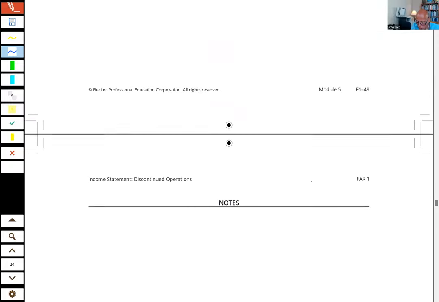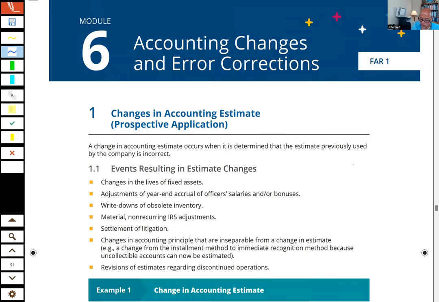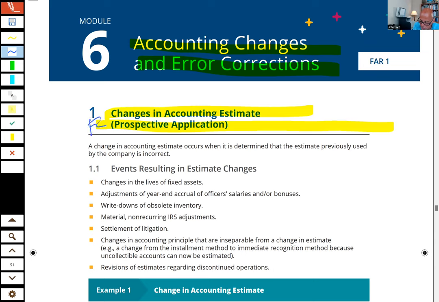Okay, good. All right, let's look over at accounting changes. Now they talk about accounting changes, and we're going to see that there are really three types of accounting changes that are talked about here. We're going to talk about change in estimate, change in principle, and change in accounting entity. Then we'll have a separate conversation about error correction. Now, when we talk about change in estimate, we talk about prospective application, guys. So for change in estimate, we use prospective application, which means there is no restatement.